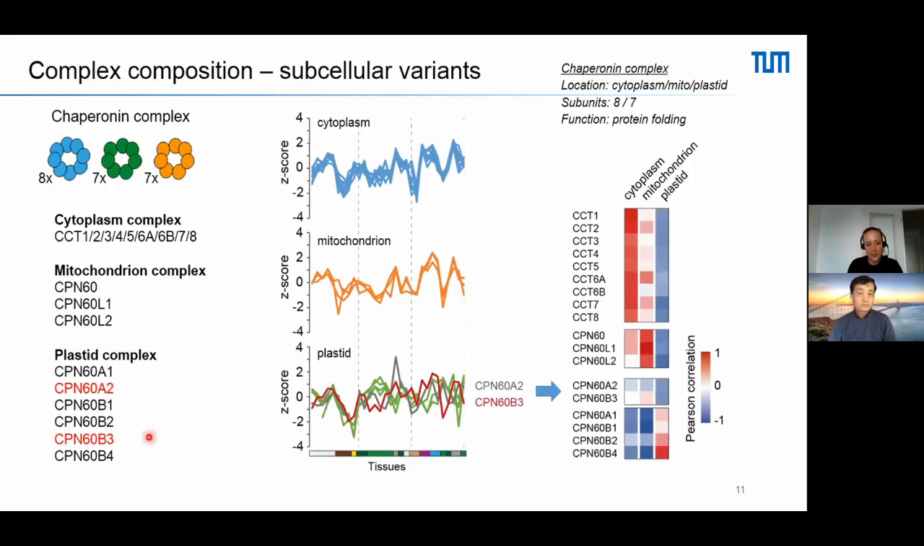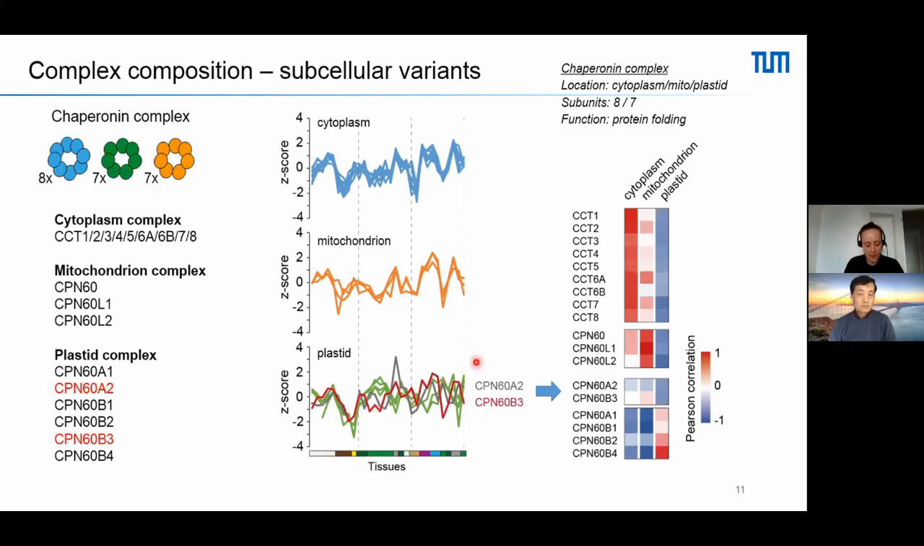For the plastid complex, the picture was a bit different. Here we have a very nice correlation for 4 of the subunits, which also show the pattern that we would expect for a plastid localized complex, so that they have a high expression in the leaf samples and a lower expression in the roots. Now, 2 of these complex subunits show different expression patterns. You can see here in red and in gray, these 2 proteins have a lower expression in the leaf as compared to the root.